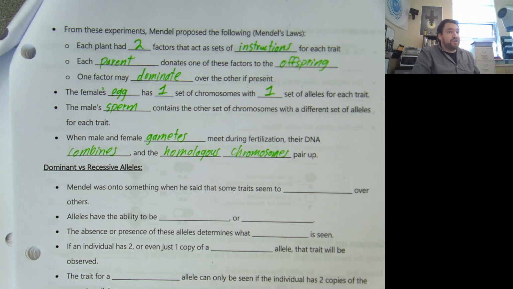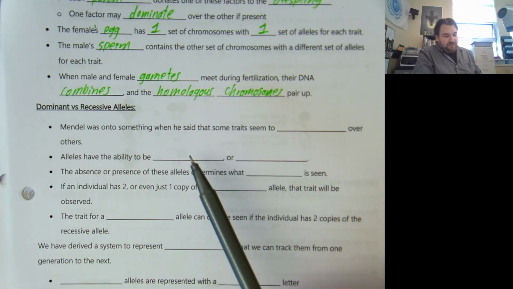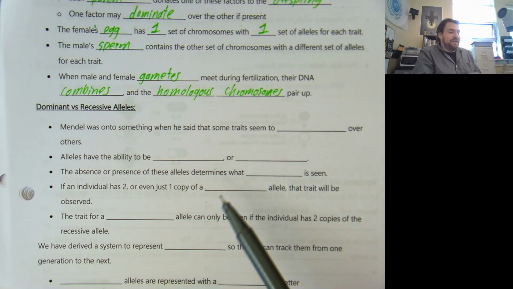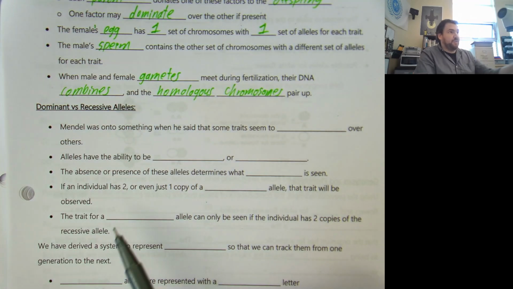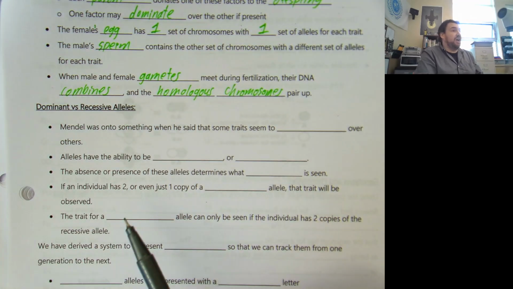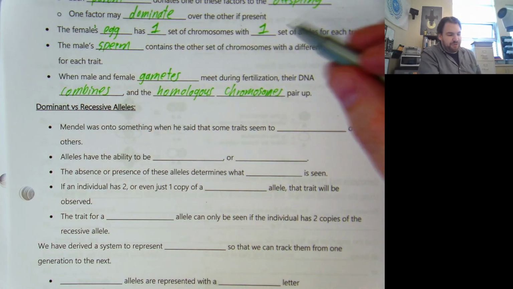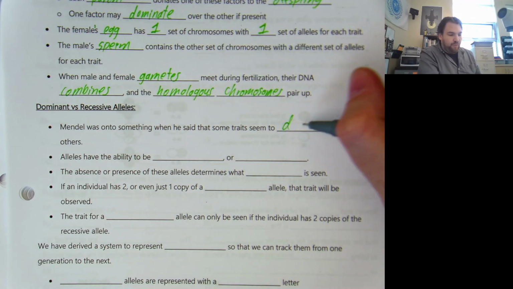Now, his research seemed to suggest that for some traits, there are alleles that are dominant and alleles that are recessive. And so he was onto something. In some of the stuff that we've looked at, it is one gene. One gene may turn the switch for a trait or the other. But in lots of traits, it's multiple genes that combine in different ways. Mendel was onto something when he said that some traits seem to dominate over others.